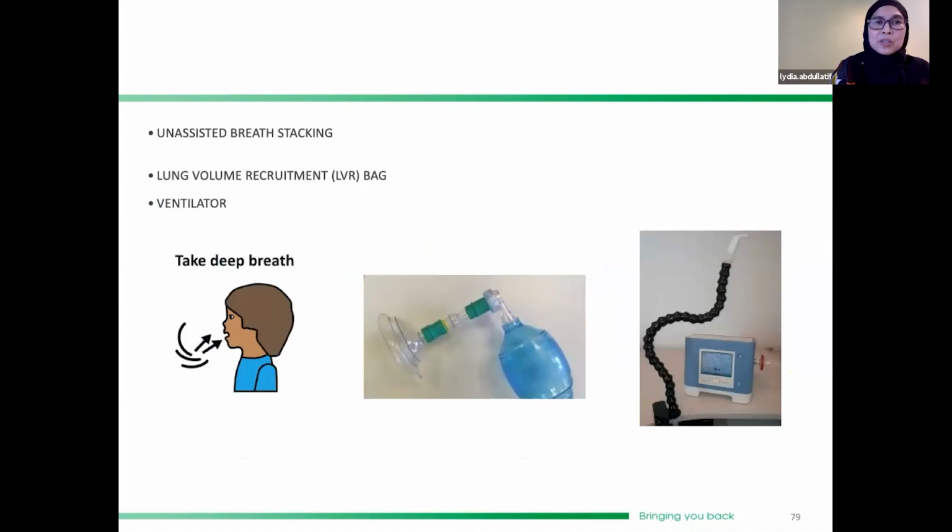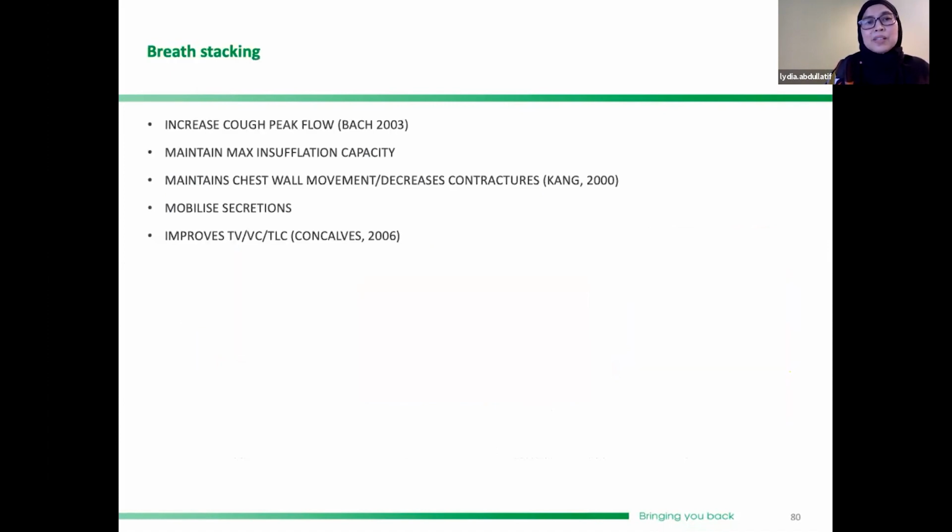For example, you can do unassisted breath stacking, or you can do lung volume recruitment to try to give them more volume in the lung. And of course, lastly, if needed, a ventilator or MIE, okay? All right.